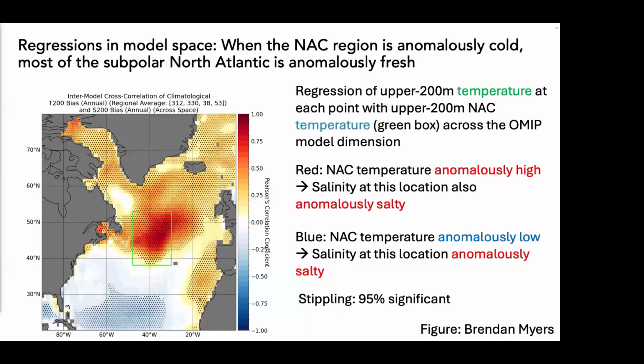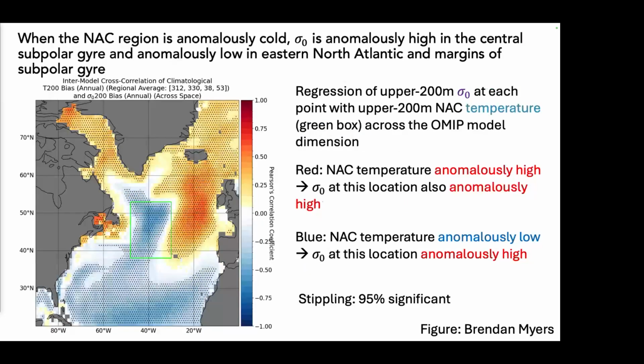As you are probably aware, what's really important for the circulation field is not temperature or salinity on its own, but density through the equation of state. So this is the upper 200 meter average sigma 0 field, again regressed against the temperature bias in this location. Where you've got high temperature, you've got anomalously low density. That's interesting, right? If you have high temperature and low density, that means temperature is what's setting the density anomaly. Over here, if you have high temperature in the North Atlantic current box, you've got high density. That doesn't make sense if temperature is the only thing setting the density anomaly, right? That means this has got to be driven by the salinity part.